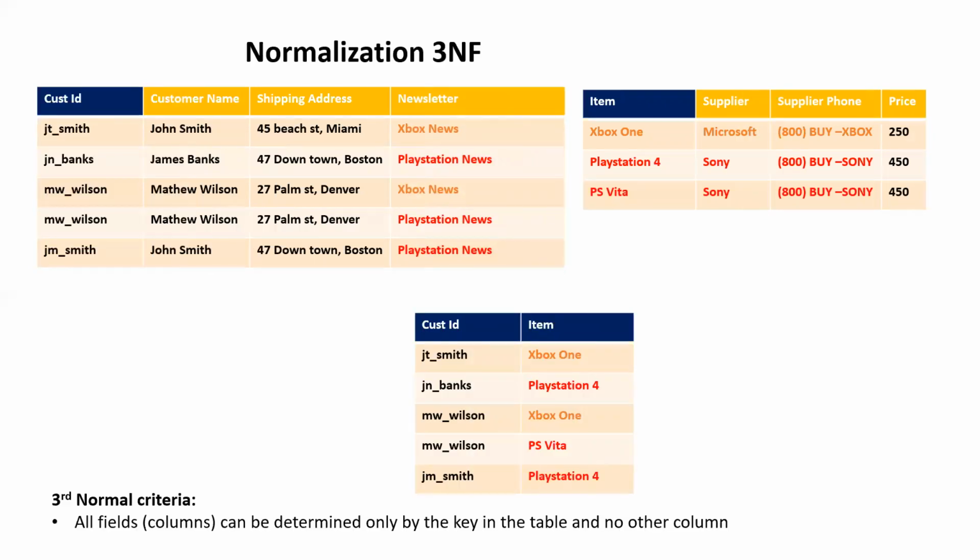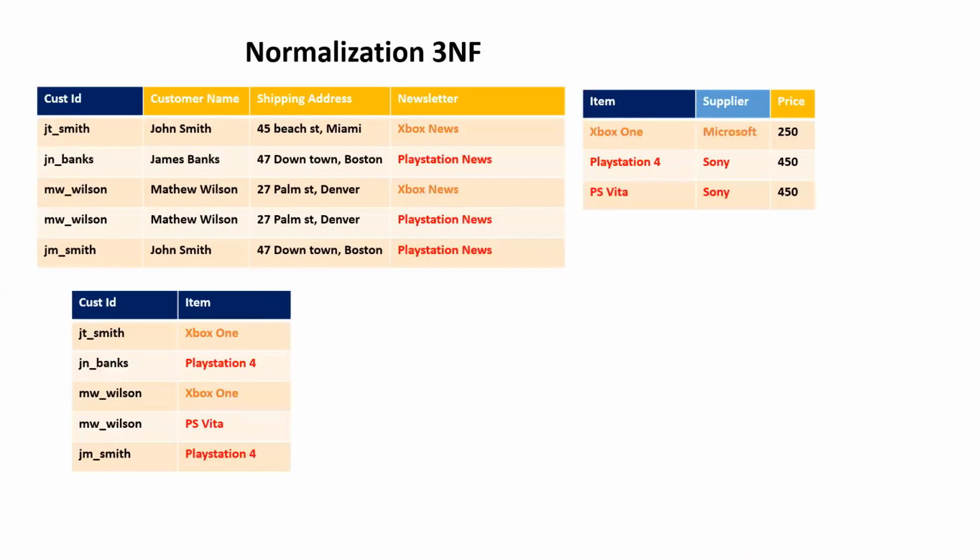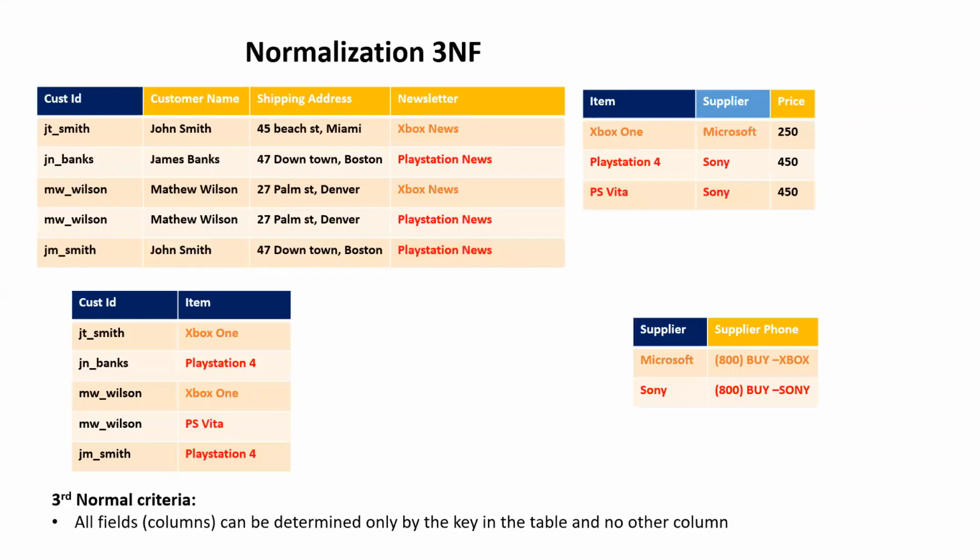It says that all fields can be determined only by the key in the table, no other column. You can see that it's almost in the same lines. And this type of dependency is known as transitive dependency. I want to remove the transitive dependency. Now here what problem we are seeing, we'll check that. We'll convert this data into third normal form. You can see that I am creating these many things.